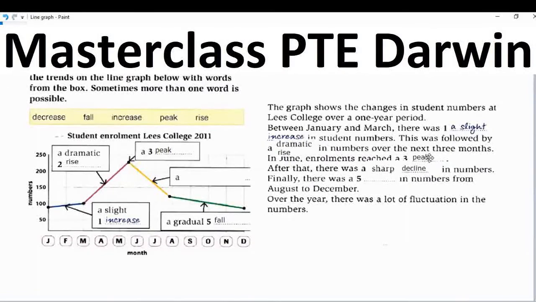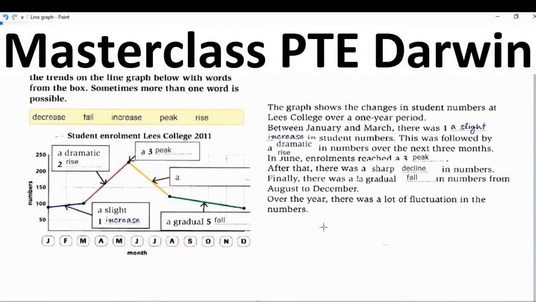So it just peaked here. Okay, then what happened? Finally, in the last part, there was a gradual fall. Yeah, so we can write it here: gradual fall. Okay, so there was a gradual fall in numbers from August to December.